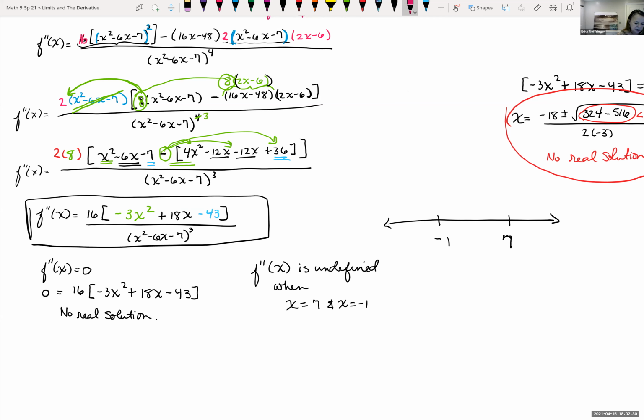So let's choose a number less than -1. So how about x equals -2? Plug it into the second derivative. And we want to see, is that going to be a positive number or a negative number? This one's a little harder to see because we have a cubic in the denominator. Okay, the denominator, if I plug in -2, it's going to be a positive number.